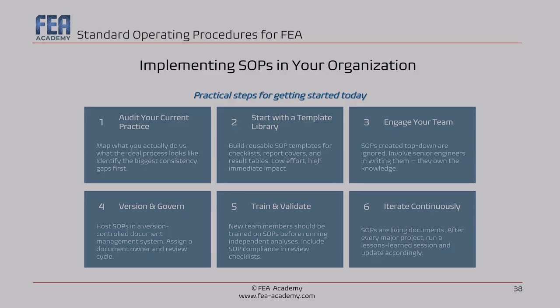And finally, in order to implement SOPs in your organization, this step six is important. Lessons learned drive iteration. After every major project, take time to run a 30-minute lessons learned session, specifically focused on the FEA process. What worked? What failed? What should the SOP say differently? As I said, it is iterative, okay? This cadence ensures your SOPs evolve with your experience.